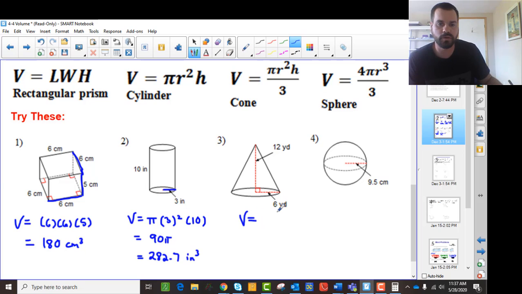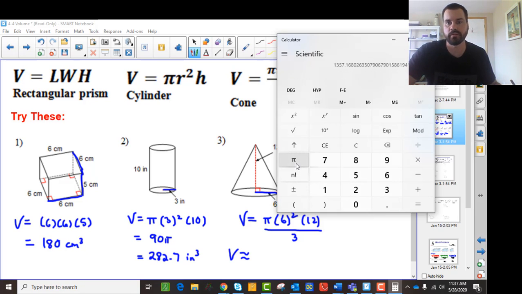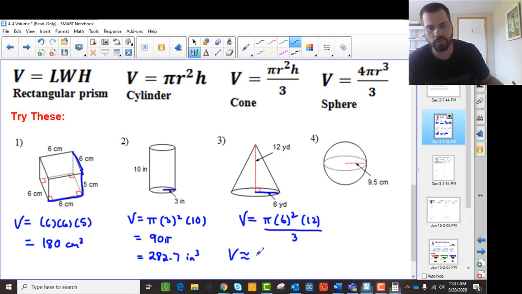For the cone, the volume is pi times r squared times h. Again, we're given the radius here, not the diameter, so we don't have to worry about it being half, and then times 12, and we're going to divide the whole thing by 3. Okay? So if we do that just on our calculator, I'll just show you. We go 6 times 6, that's 6 squared. Then we times that by 12 and times it by pi. Okay, and then we divide our answer by 3, and we end up with 452.4. So we'll do that, and it's cubic yards in this case.